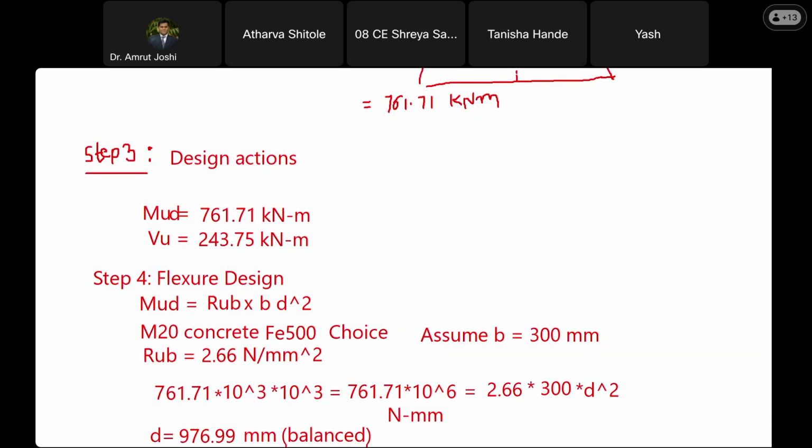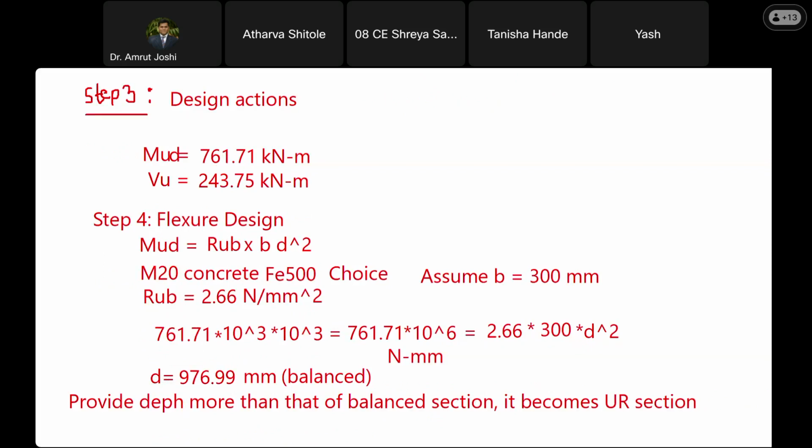Okay, so I need to provide a depth greater than 976.99. So how much will I provide? I will go ahead with liberal rounding of this depth, because at 976 the section becomes balanced. We want it to be under reinforced, so at least provide, let us say, 100 mm more than that. So I will go ahead with D equal to, let us say, 976 plus 100, 1076. So let us say I will provide D equal to 1100 mm. Are you with me? Yes, sir. Great. So we are going to provide D equal to 1100 mm. I'm going to call this as provide. Happy? Yes, sir.